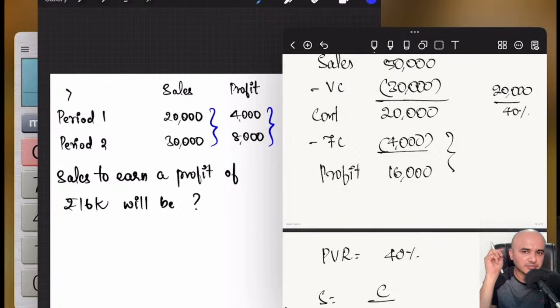So that is the thing. So what was the question? Sales to earn a profit of 16,000, which is 50,000. So to earn a profit of 16,000, we have to do a sales of 60,000. Sorry, 50,000. That is the thing.